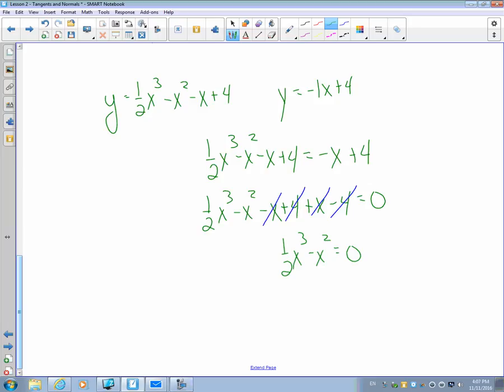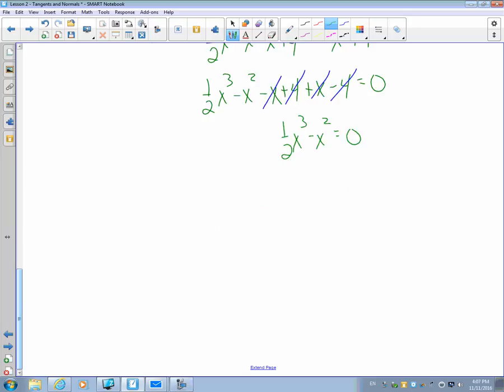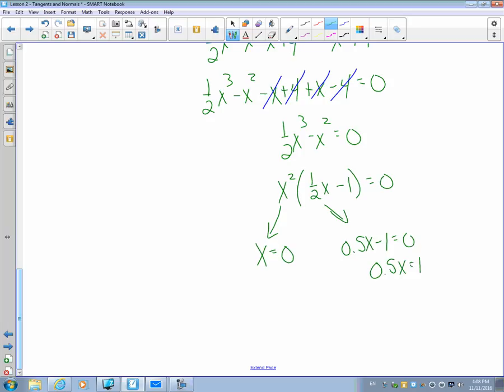And we can solve this by factoring. Okay? Common factor. They both have an x squared, and we're left with 1/2 x minus 1. You know, this is a quadratics, right? So either x equals 0, or this messy thing equals 0, and just change the half to a 0.5, make our life easier. And we can solve that. 1 divided by 0.5 is 2. These are the 2 points where our curves are equal.